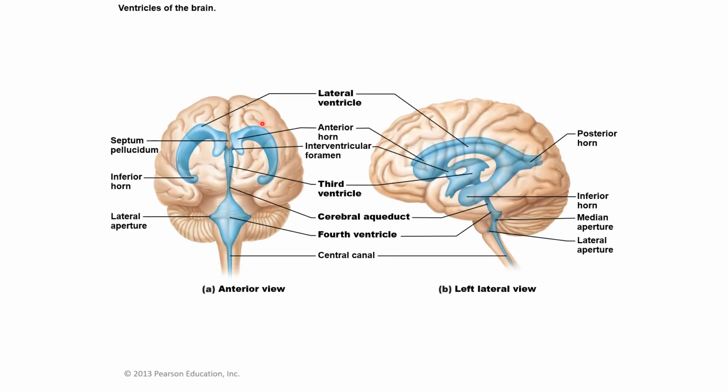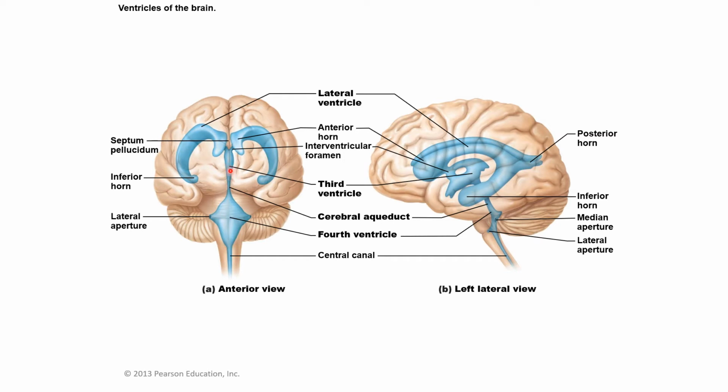There are hollow cavities inside of the brain known as ventricles, and those ventricles are where the CSF, or the cerebral spinal fluid, resides. The cerebral spinal fluid can move from one ventricle to another. Those two ventricles right here that look like the letter C, one in each hemisphere, those are known as the lateral ventricles. The CSF moves from the lateral ventricle and enters into the third ventricle.